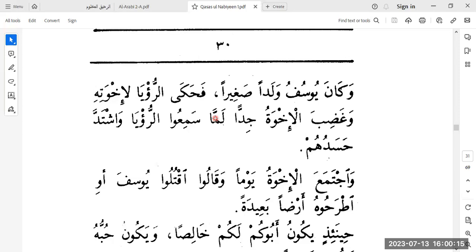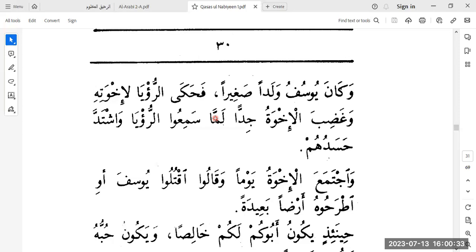But when it's followed by a mudari', then it will mean not yet, right? Did you take tea? You say not yet. So there you're going to use lamma. So lamma followed by mudari' means not yet. Lamma followed by madi means when.